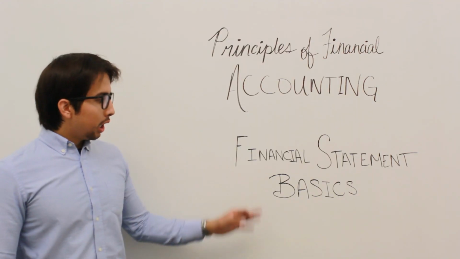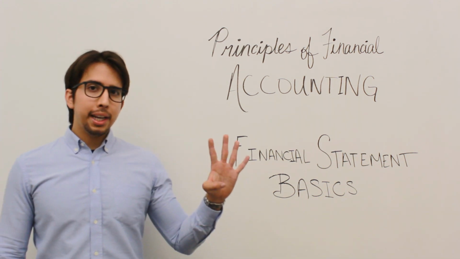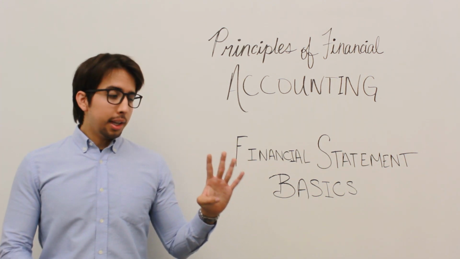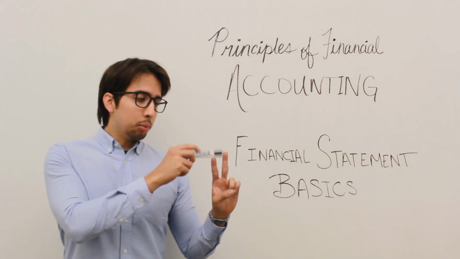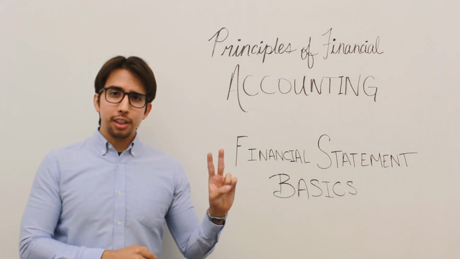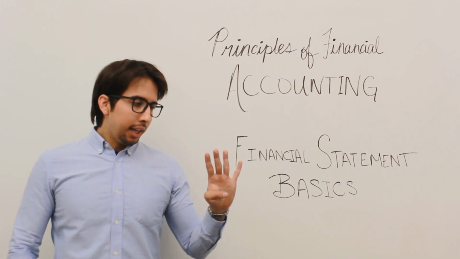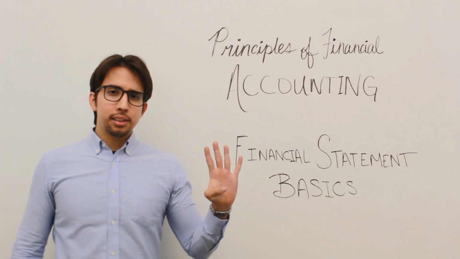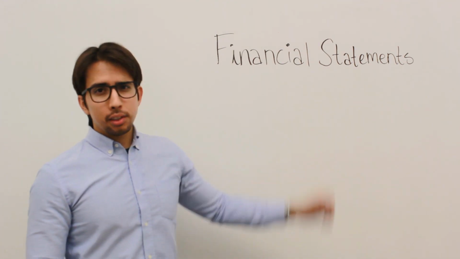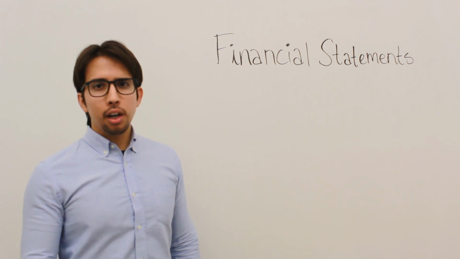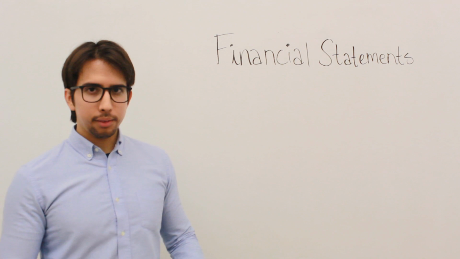So we're going to cover the financial statement basics today. I'm going to tell you what the four main financial statements are and what their purpose is. The first one is the income statement. The second one is the statement of retained earnings. The third one is the balance sheet. And the fourth one is the statement of cash flows. The purpose of financial statements is to tell others how the company is performing financially.